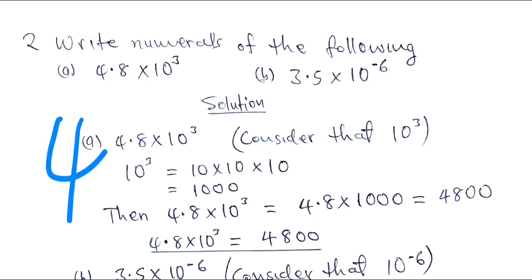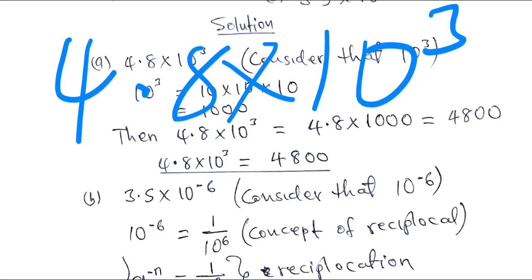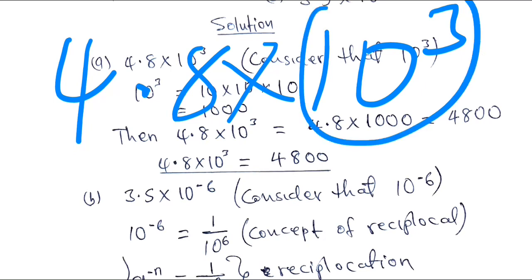This is 4.8 times 10 exponent 3. We need to write the numeral of this one. To write the numeral of that one, first you have to consider this exponent. It is 10 exponent 3.